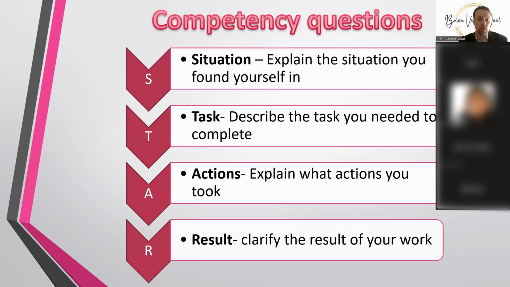First, I'm going to summarize what it is briefly, and then we'll go into each aspect in more detail. STAR is an acronym that stands for situation, task, action, and result. With situation, you explain the situation that you found yourself in. T is for task, describe what task you needed to complete. A is for actions, explain what actions you took. And R is for result, clarify the result of your work.